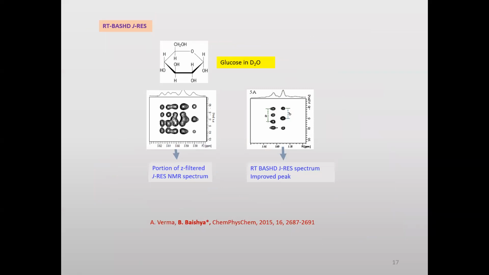On the left side, you can see for this molecule glucose, this is the Z filter Z-resolved spectrum. This is the absorptive mode Z-resolved spectrum on the left. Here the lines are narrow, but the multiplets are present in both dimensions, and therefore this leads to overlapping of signals. But if we go to the real-time band selective decoupled Z-resolved spectrum, the ultra-high resolution Z-resolved spectrum, you can see that this overlap of signals in the direct dimension can be overcome, and we can extract this information in a very convenient way. Next.